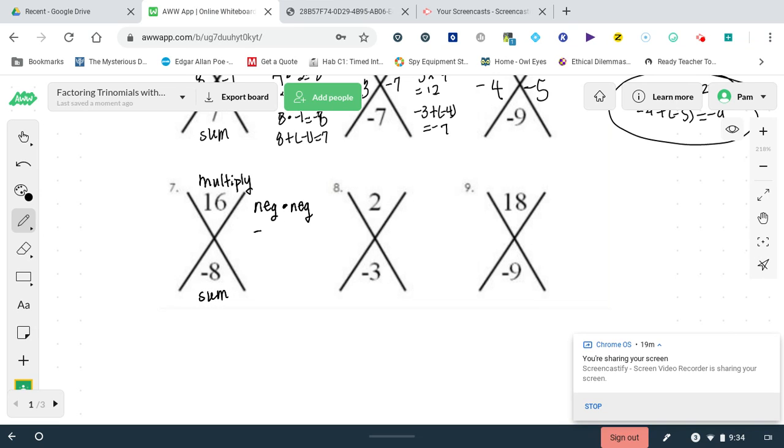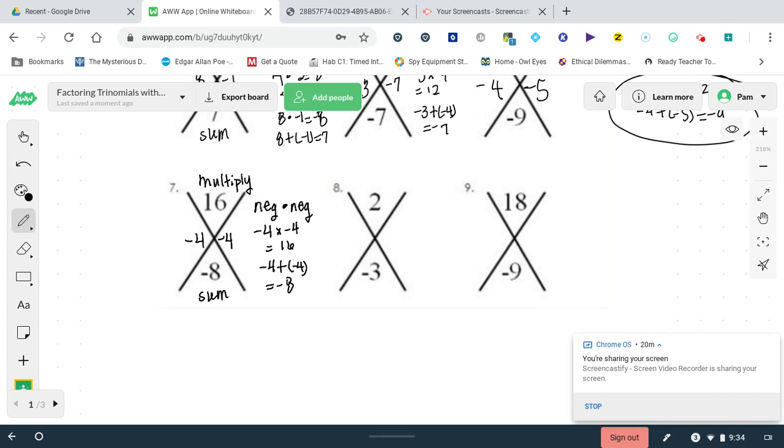All right, so that's negative 4 times negative 4. It gives me positive 16, but -4 plus -4 gives me my -8. So the numbers on the sides of the x are -4 and -4.